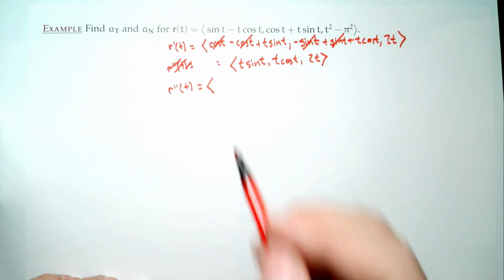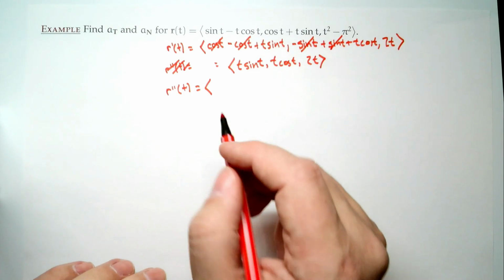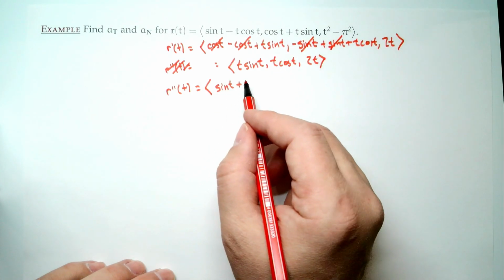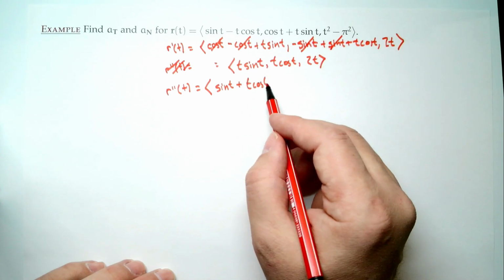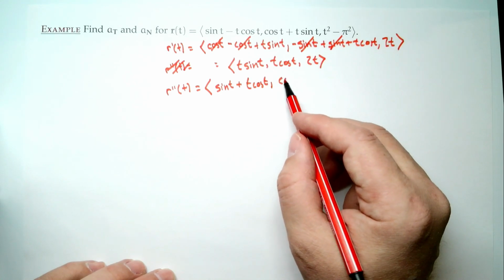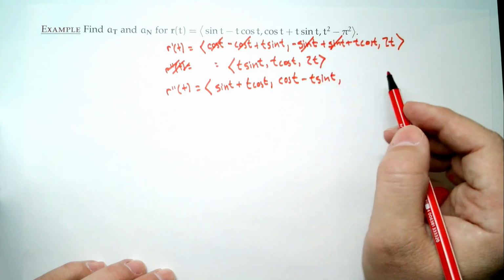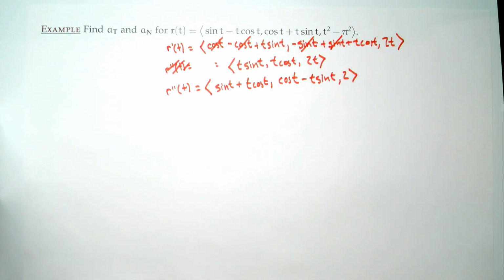All right, back to you. The derivative of t sine t. What's the first entry? Sine t and t cosine t, product rule. The derivative of t cosine t is cosine t minus t sine t. The derivative of 2t is 2. All right, so I have my r prime and r double prime.